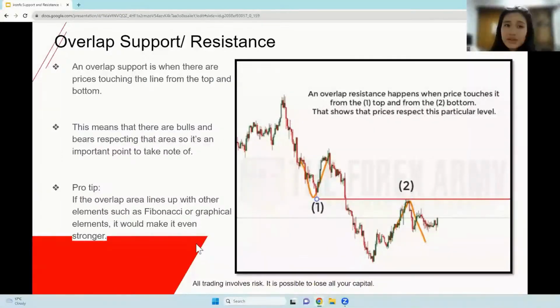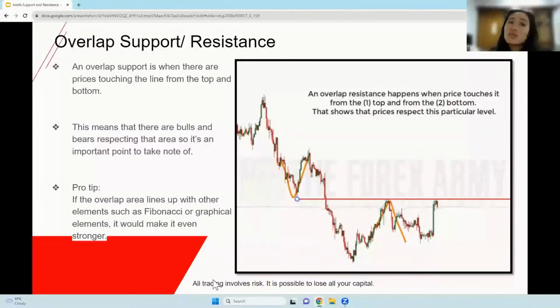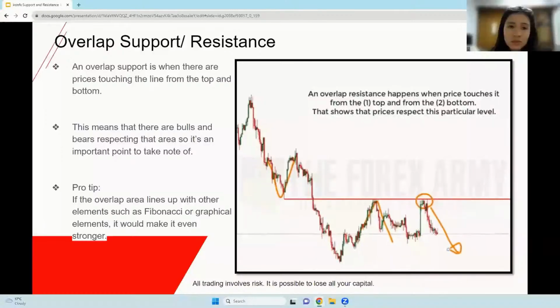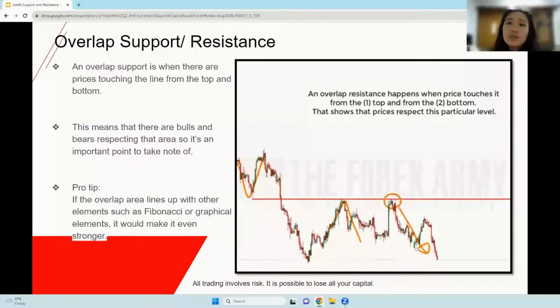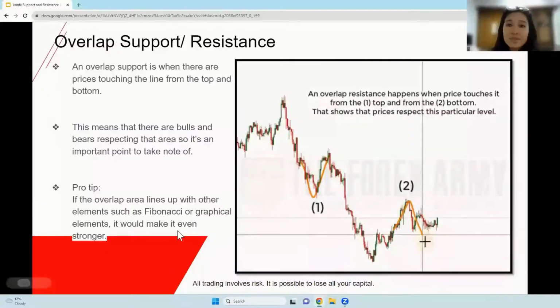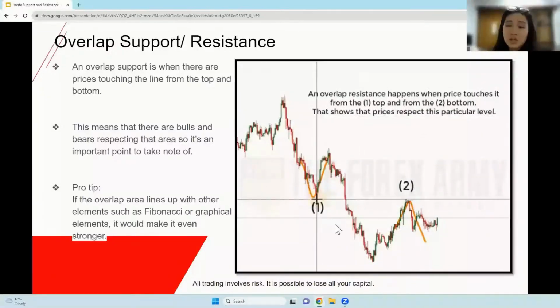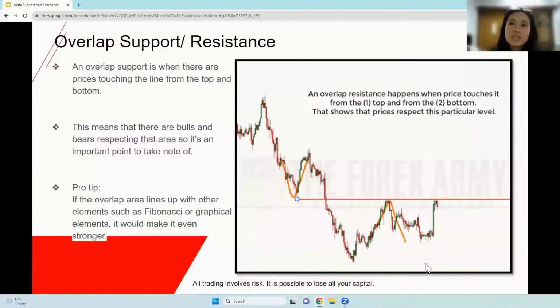Once again, if your overlap area lines up with other elements such as Fibonacci or graphical elements such as moving averages or pivot points, for example, it will make it even stronger. In this GIF, an overlap resistance happens when price touches it from the first point, which is over here, and from the bottom, which is here. Basically, when there is a swing low and a swing high that line up nicely in the same area, that's what an overlap level is.